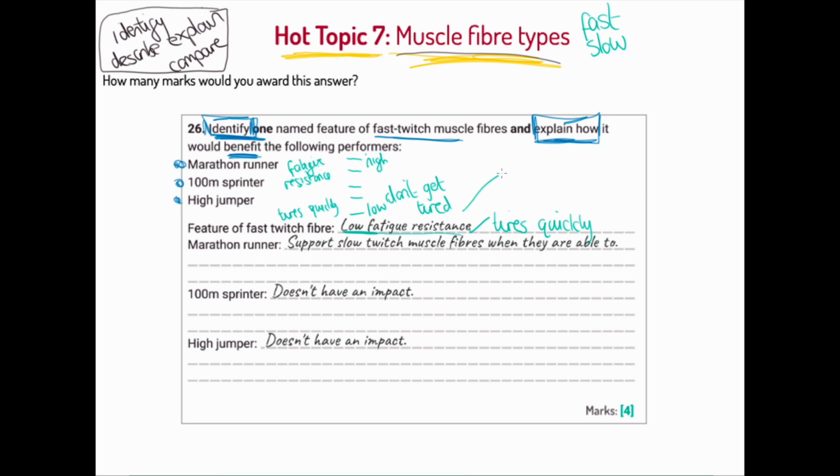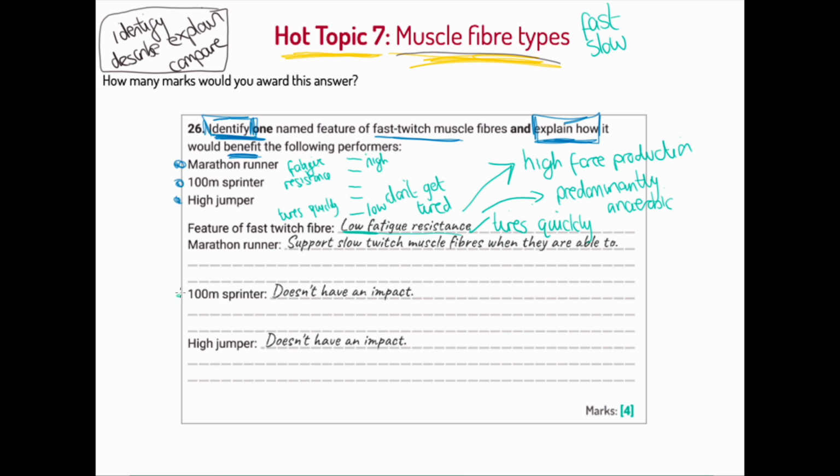You could have also answered with high force production. There you go. So they can create powerful, explosive movements. Or you could have written predominantly anaerobic. Good, 2 other options there. And remember, if it's anaerobic, it's really short.